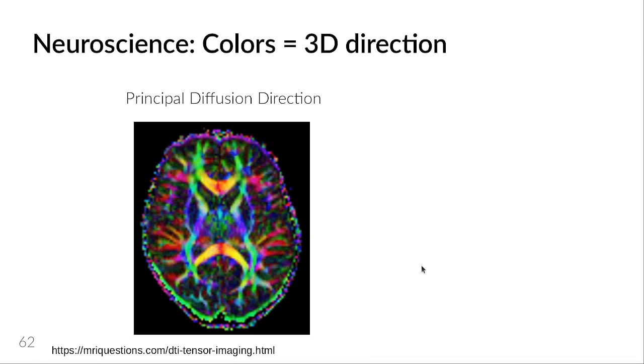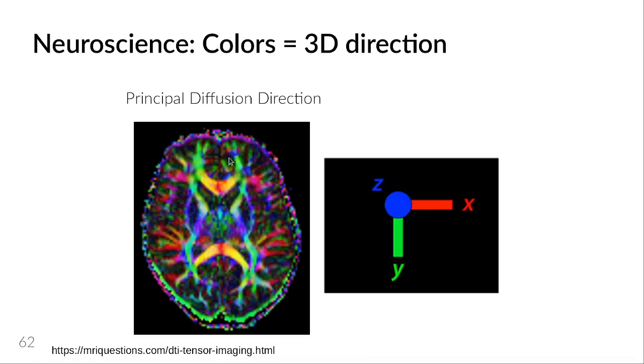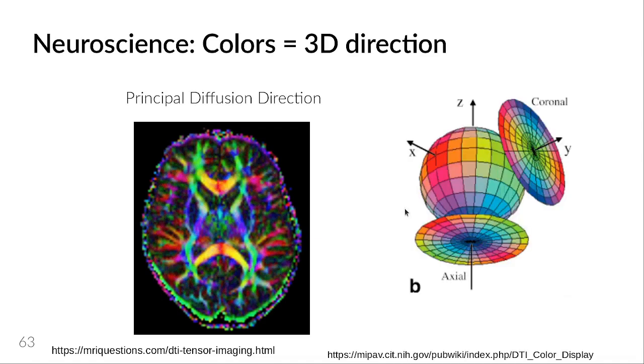In neuroscience, we have this convention that colors can represent three-dimensional directions. So this is a map of the principal diffusion direction of water in the brain, which roughly shows white matter tracts. And the 3 dimensions are represented by red, green, and blue. And here's a more complicated mapping of the color onto dimensions. So this mapping is not intuitive and the color choices are arbitrary, but if everybody visualizes diffusion directions in this way, then people might get good at understanding these maps without too much cognitive effort.